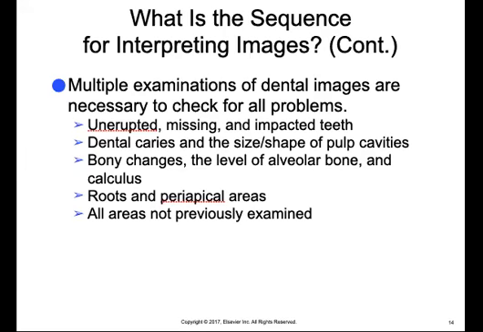As part of a thorough interpretation, multiple examinations of dental images are necessary to check for all the problems just listed. For example, the dental radiographer should first view the images quickly for evidence of unerupted or impacted teeth. Next, the examination sequence should be repeated for caries, pulp size, and pulp shape. And when learning interpretation skills, a checklist can be used to provide yourself with an organized format to gather essential information that is needed prior to diagnosis and treatment planning.